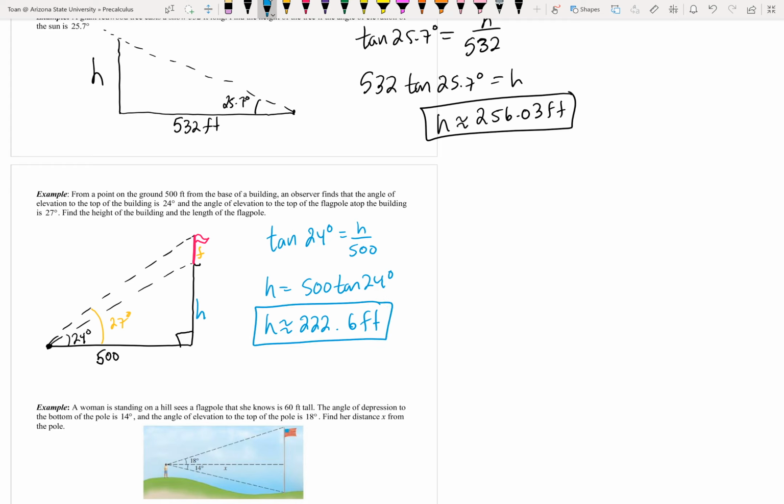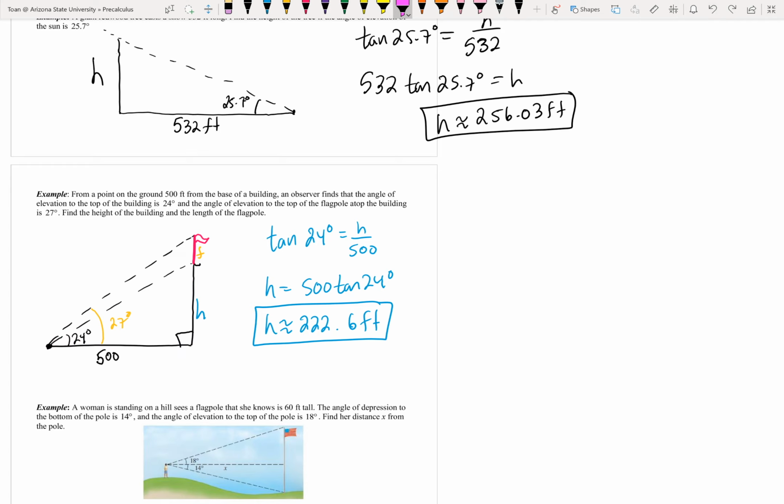Now I want to solve for the flagpole, but unfortunately, if this is the length of the flagpole, it is not a part of a right triangle. That little sliver is not a part of a right triangle. So you have to do the next best thing. Is the flagpole's length a part of a side of a right triangle? And I hope everyone can see that the flagpole height is, actually let me use a different color, a part of this right triangle. So you can see that the yellow side length, F, is a part of the bigger right triangle.